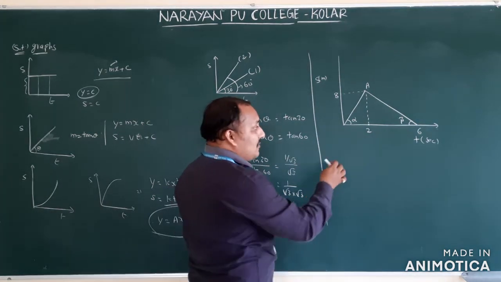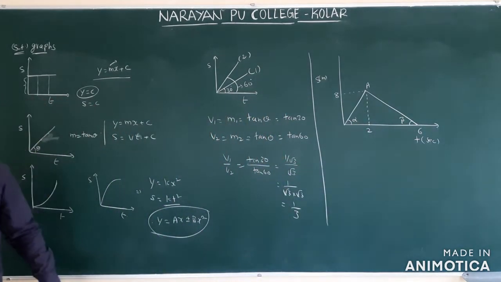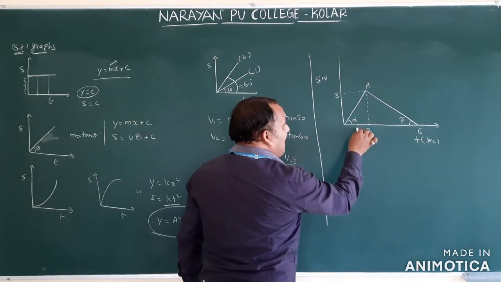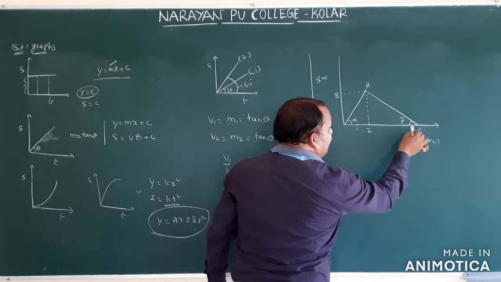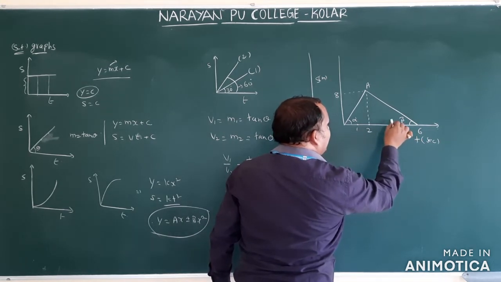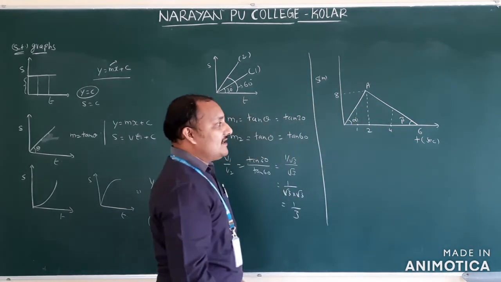Now see here, what are they asking? Velocity at 1 second only. Velocity at time t equal to 1 second. Somewhere here is 1. Otherwise, velocity between 2 seconds, somewhere like 4 seconds. Here, what is the velocity? Here, what is the velocity they are asking.